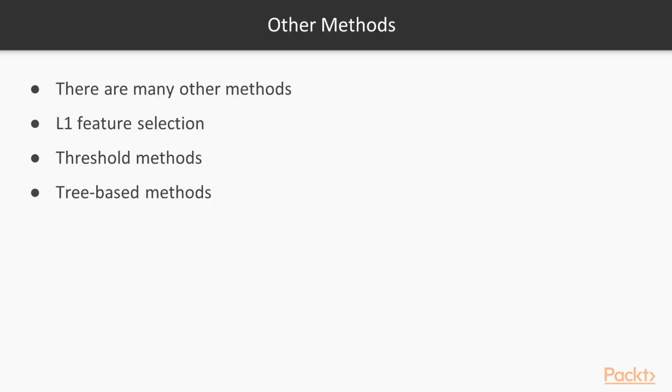And of course, there are many other methods to select important features in your models, like L1 feature selection, threshold methods, and tree-based methods, and all of these you can do in Scikit-Learn. But we will stick with the three that we discussed first. Now let's go to the Jupyter Notebook to see how we actually apply these methods in Scikit-Learn.